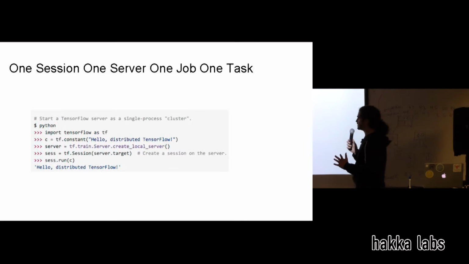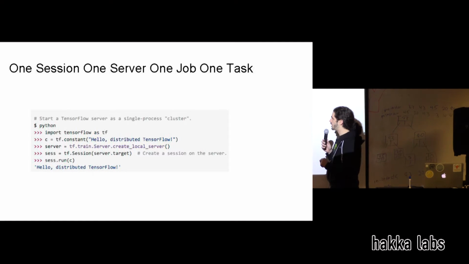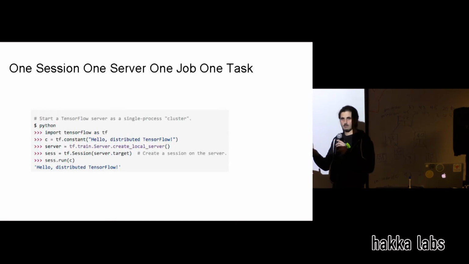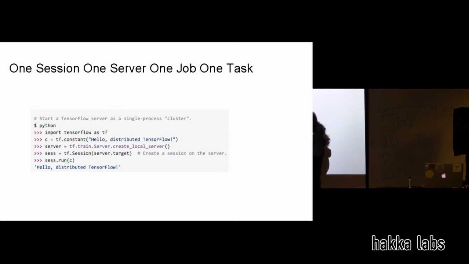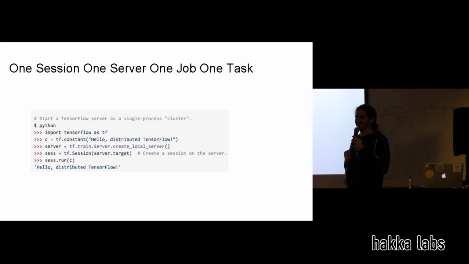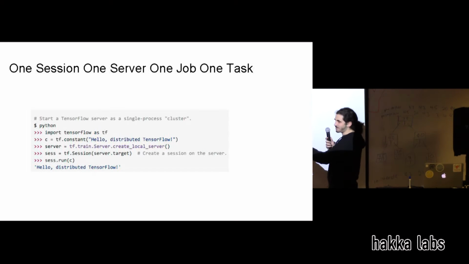The simplest thing that you can do is this program, where it creates a local server. So you have two processes on your local machine, one that has a server and one that has a session. This session will communicate with this server on the same node. So how many jobs do we have in this? We have one job and one task.